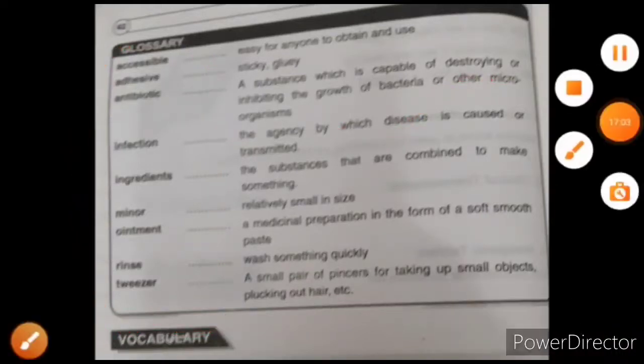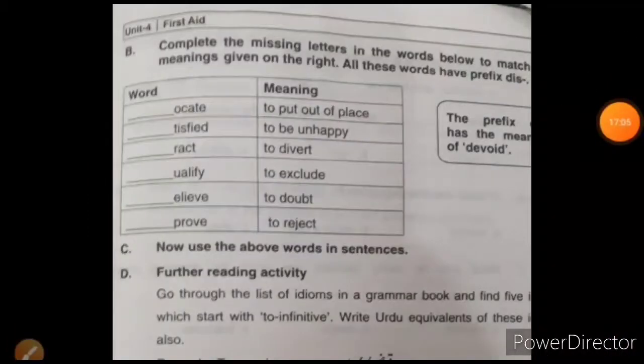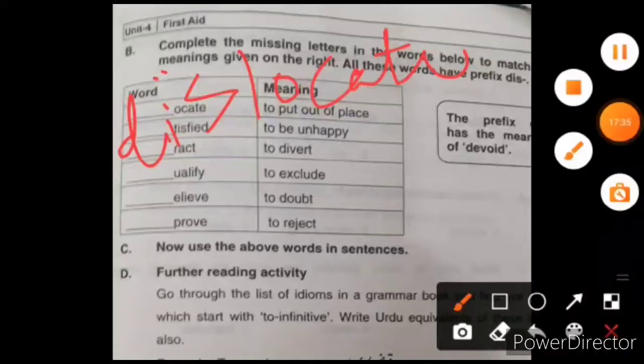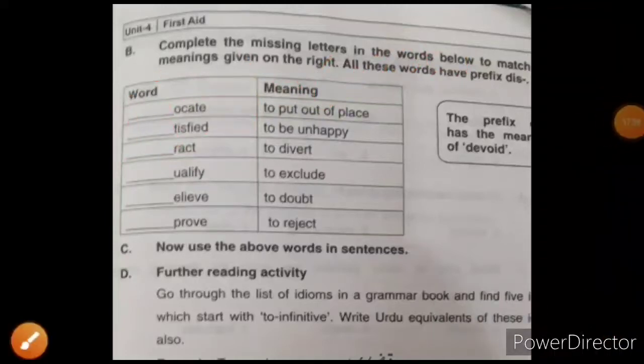The next thing that we have is that you are gonna use a prefix before these words and find out what these words are. So basically if you look closely, these are very important and very simple, they have given you the meaning, and you're gonna use this and think of the word. To put out of place means what do you think it means? It means to dislocate. ठीक है? So we have dislocate, the first word. Then we have the next one, that I know everybody will know, that is to be unhappy. So automatically it means dissatisfied. What does it mean? Dissatisfied.